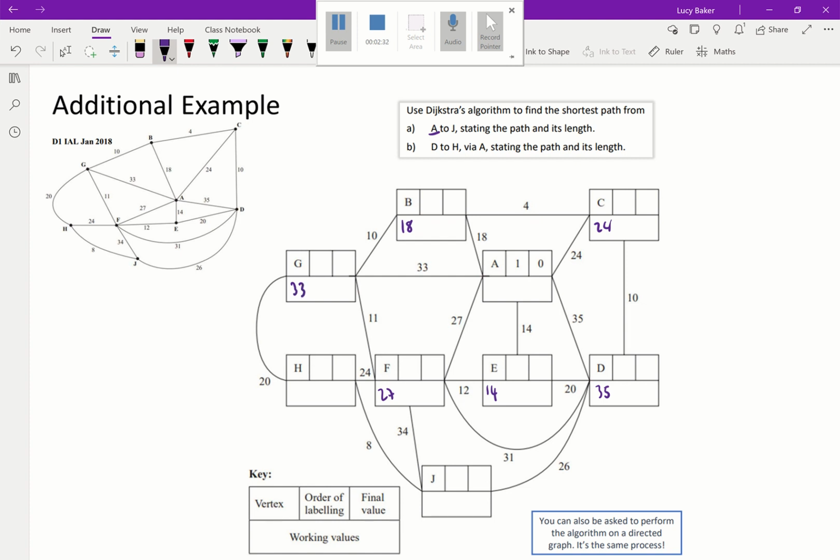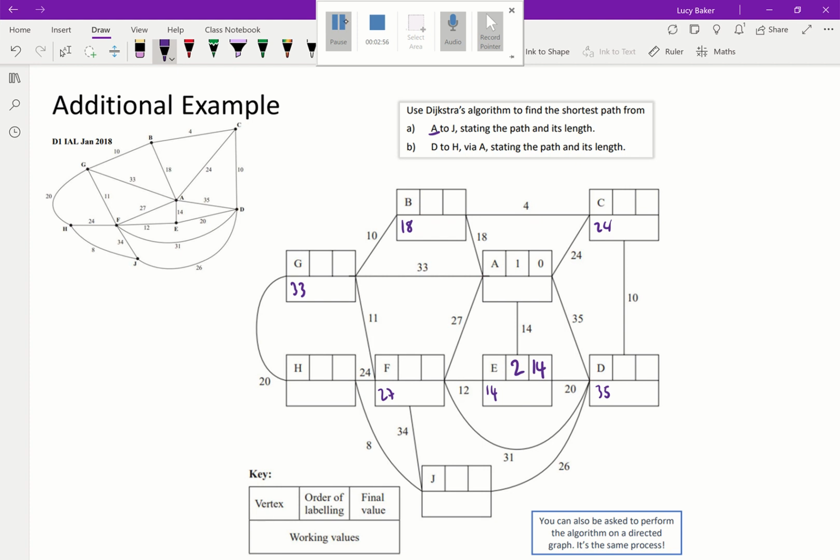Right, so these are all the ones I could travel to, and now I need to pick the one with the shortest distance, which is the lowest number, obviously, and it's going to be E, because 14 is the shortest distance, it's the smallest number. So E is going to be number 2, and we can get there in a distance of 14. So those two numbers go in the box over there.